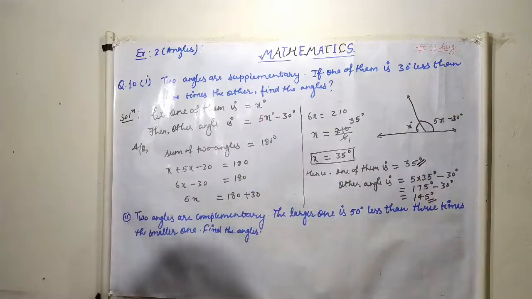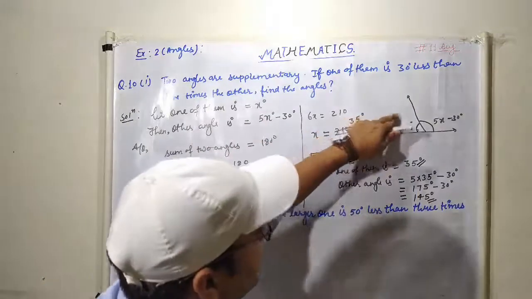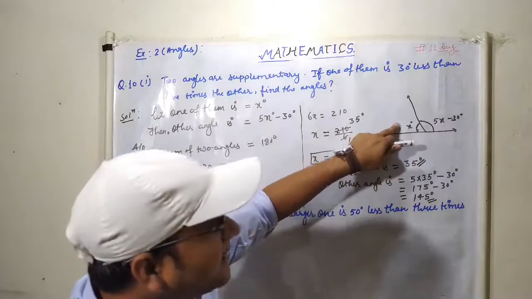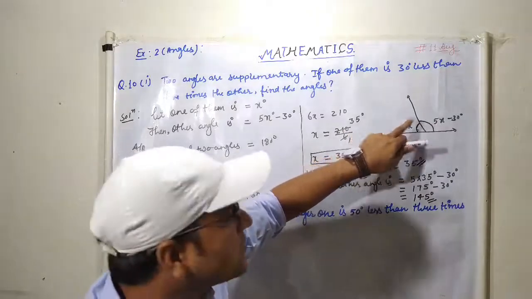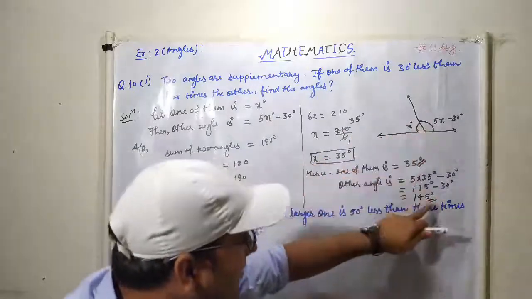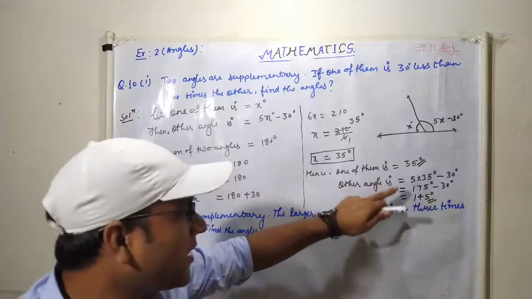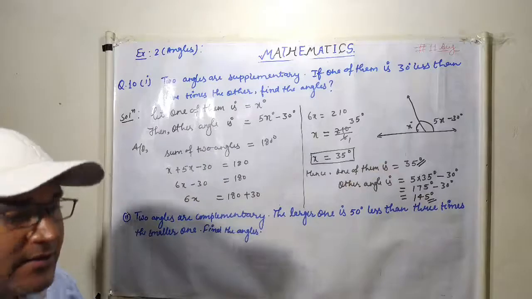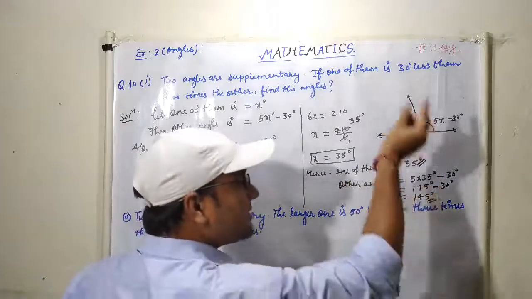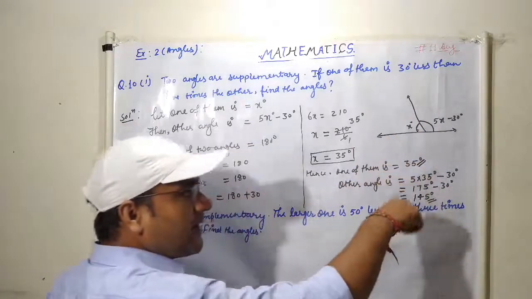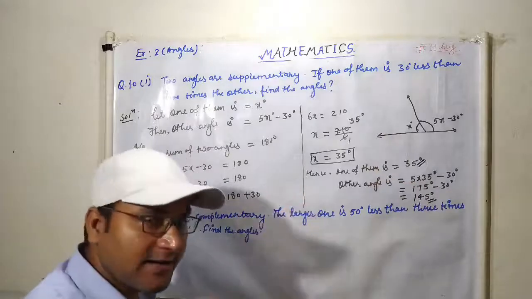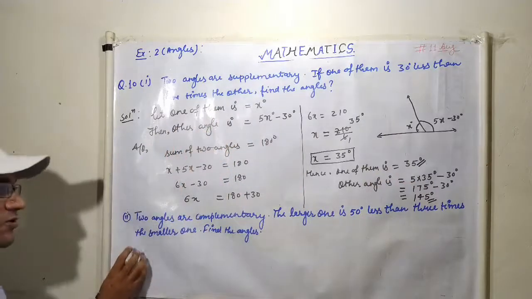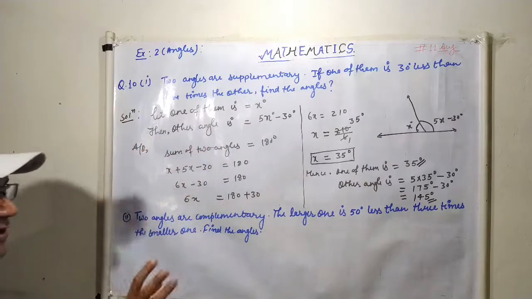Listen students, this angle is 35 and this angle is 5 times this 35, and then it is 30 less. So 5x minus 30, you will get 145. So one angle is 145 and the other is 35. This 145 is 5 times this 35, and after that it is 30 less. So this is the solution of the first. Do it in your copy properly, students.